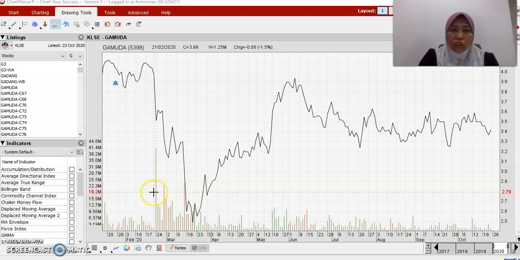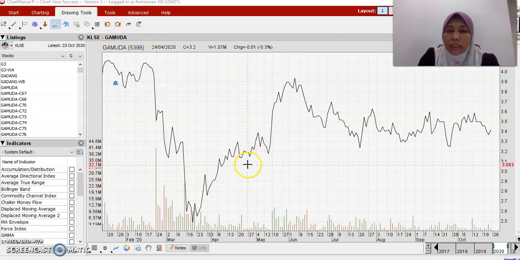How do you check what type of chart is offered by Chart Nexus? You just go down here and click this symbol. As you can see, there are three alternatives available, which are candlestick chart, bar chart, and line chart. First of all, I will explain to you about the line chart. As you can see, my screen is displaying a line chart for Gamuda stock.